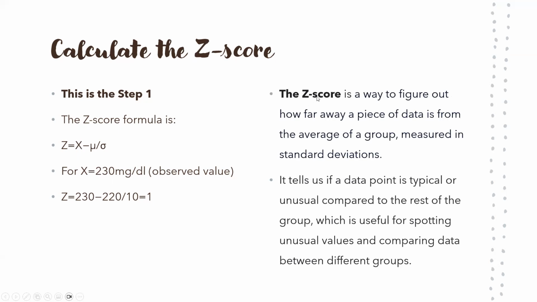What is this Z score? A Z score is a way to figure out how far away a piece of data is from the average of a group, measured in standard deviations. It tells us if a data point is typical or unusual compared to the rest of the group, which is useful for spotting unusual values and comparing data between different groups. So Z is 1.